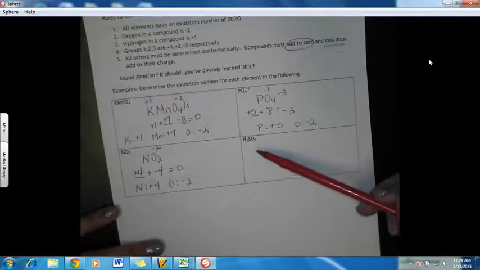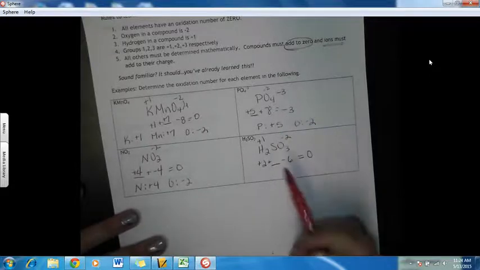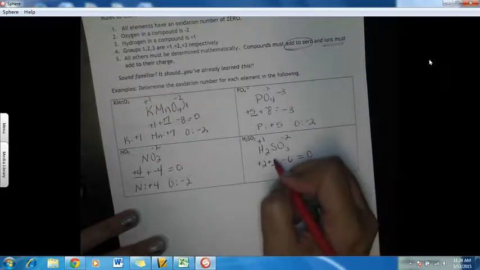Alright, you try H2SO3, sulfurous acid. Go ahead and pause. You try on your own, come back, and we'll go over it. Alright, we have H2SO3, oxygen's a -2, hydrogen's +1. It's a compound, so it has to add to 0. We have 3 oxygens, so altogether it's a -6. We have 2 hydrogens, so that's +2. Sulfur's got to be something. So we have a +2 and a -6 plus something equals 0. So +2 and -6, that's a -4. So -4 plus a +4 gives us 0.